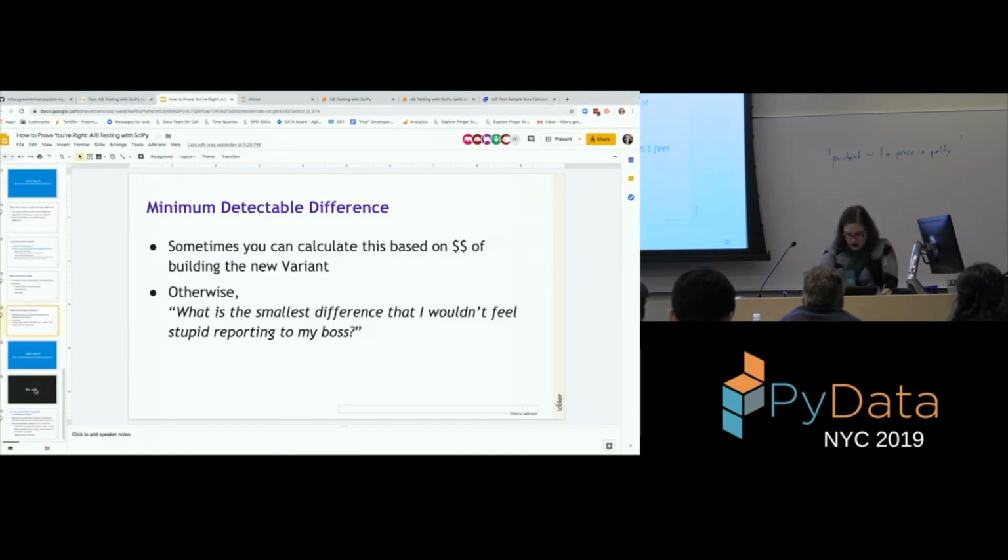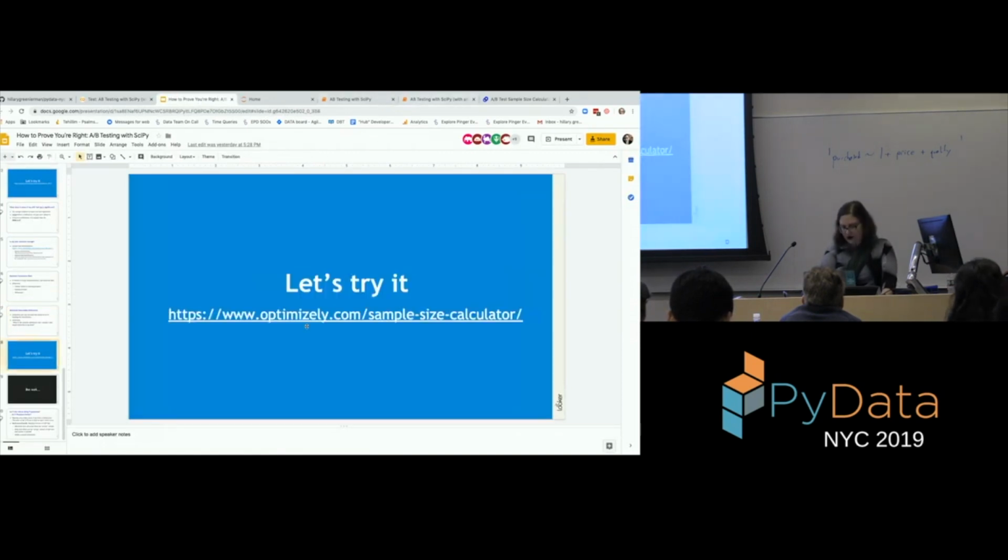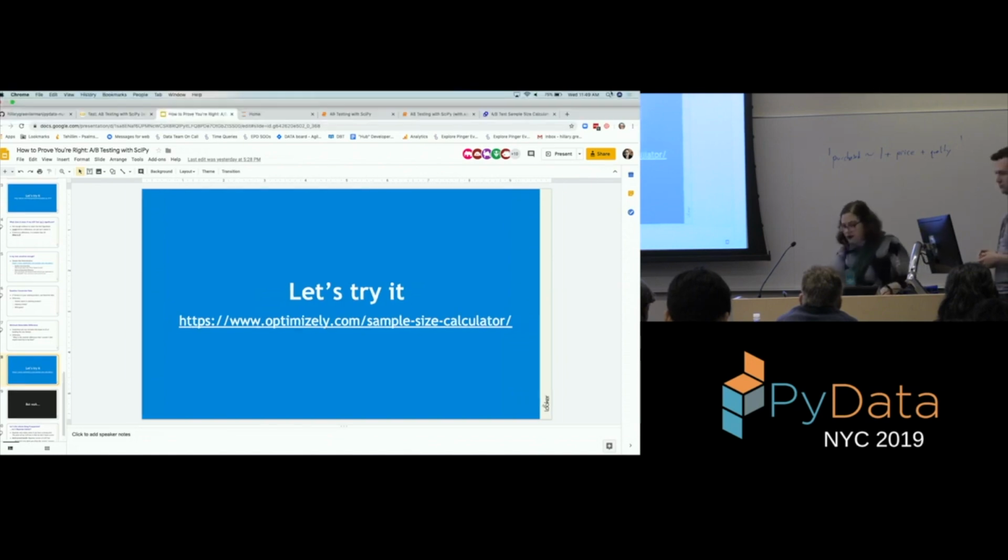Okay, so let's try this. If y'all can navigate to optimizely.com/sample-size-calculator, play around with it for a while, get a sense for how it works, and how clicking the different buttons changes things. We're going to do that for, give it 3 minutes.